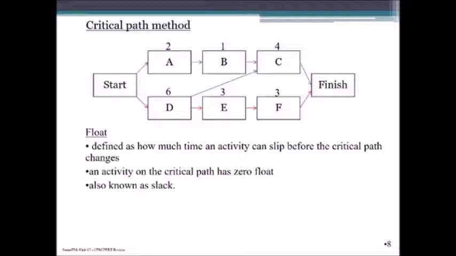We also remember that float is defined as the amount of time an activity can slip before the critical path changes. An activity on the critical path has zero float. And we can use the terms slack and float interchangeably.